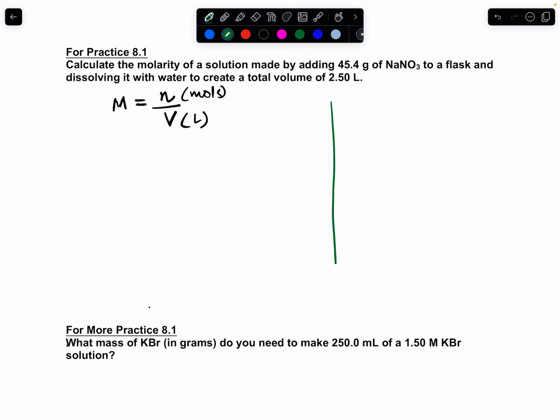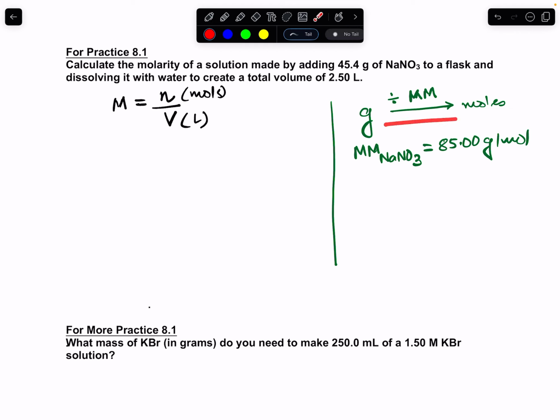So the first thing we need to do is convert these grams given to us into moles. To convert grams to moles, you need to divide the grams by the molar mass. If you calculate the molar mass of NaNO3, you will get 85.00 grams per mole. So let's convert the grams to moles by dividing the grams given to us by the molar mass.